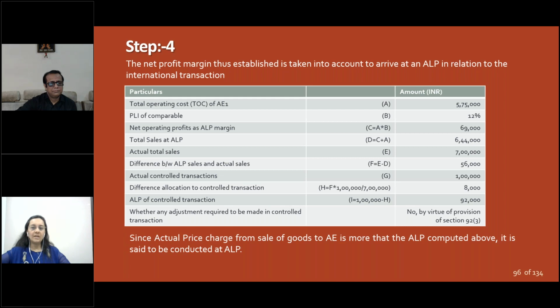Now the difference of 56,000 proportionately allocable to 1 lakh is 8,000. So the ALP of the controlled transaction becomes 92,000, whereas my actual sale price was 1 lakh. And since my actual sale price was greater than the ALP sale price, I am at arm's length and nothing further needs to be done.